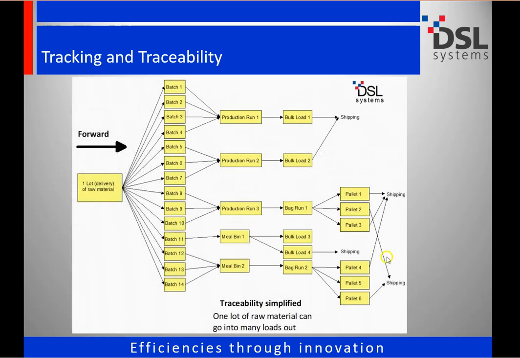Forward reporting means that for every delivery of a lot of raw material, it shows which batches it goes into, and from those which production runs are made, and from which production runs then go to each bulk load shipped out to the customer. Or for a bagging, some production runs through a bagging run to a number of pallets, which are then shipped out to a customer.